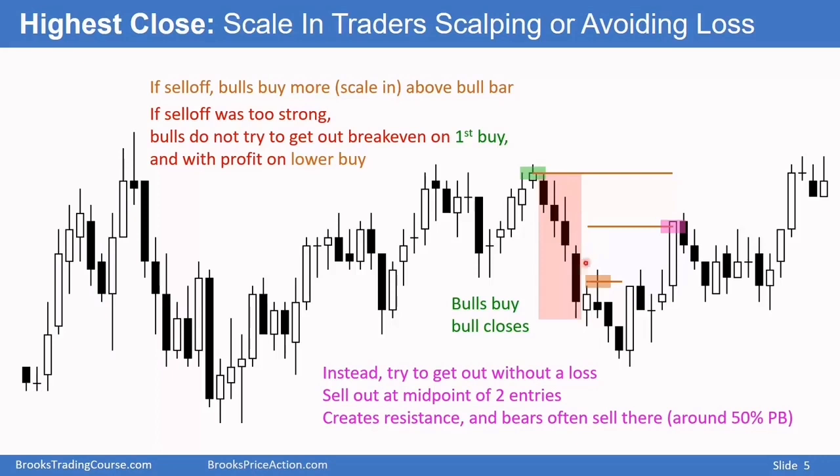They bought this close, they bought more above a bull bar here, and they're hoping to get out break even. At the midpoint of their 2 entry prices, it has to get a little bit above that price, which it did here. And the bulls getting out break even on their entire trade creates resistance. It's also about a 50% pullback of the entire bear leg.